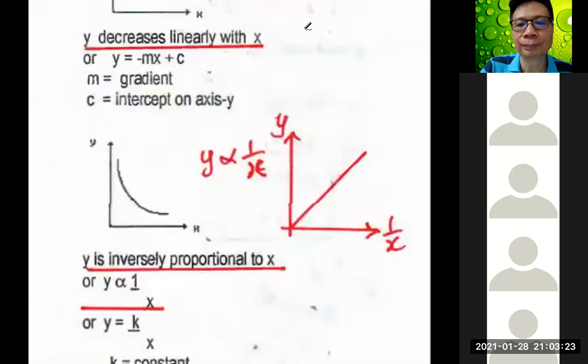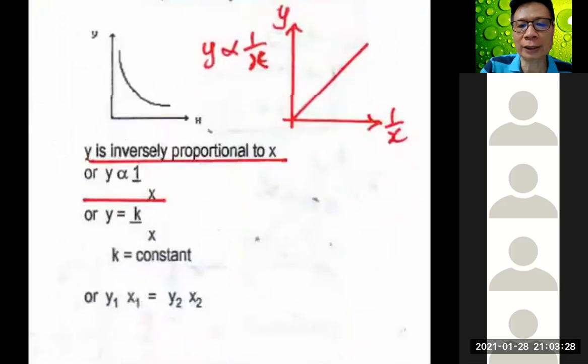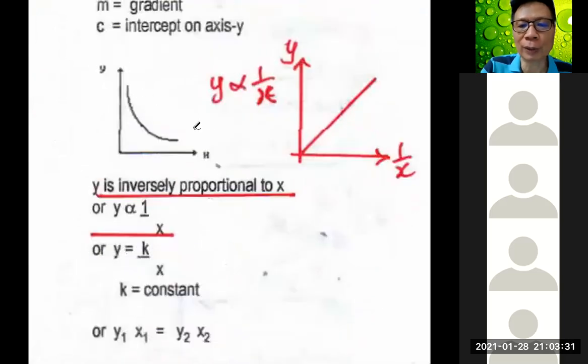Next, this one. Next one is a curve going down. You see, a curve going down. When this is a curve going down, definitely we cannot say linear already. You say inversely proportional. Y inversely proportional to x. Okay. Actually, inversely proportional is the opposite of directly proportional. If directly proportional goes up, passing through origin, the other way around, the opposite, is called inversely proportional.